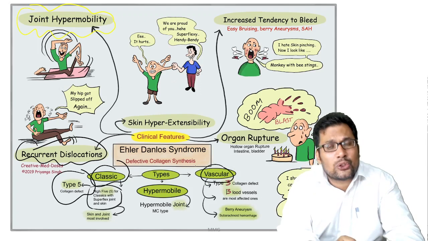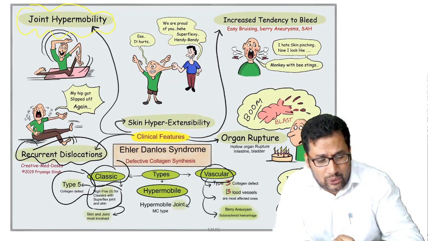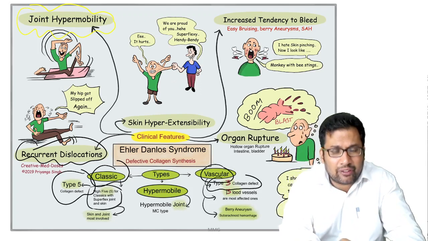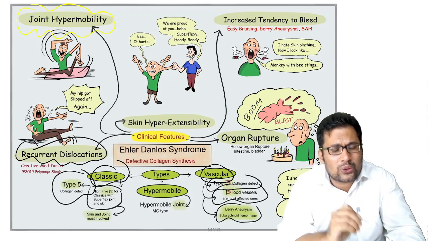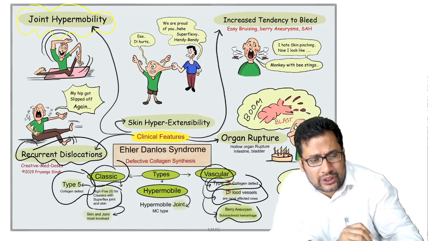Then vascular Ehlers-Danlos syndrome, where there is a type 3 collagen defect. It can affect the blood vessels also. It can lead to berry aneurysm also. So there are so many complications in Ehlers-Danlos syndrome.